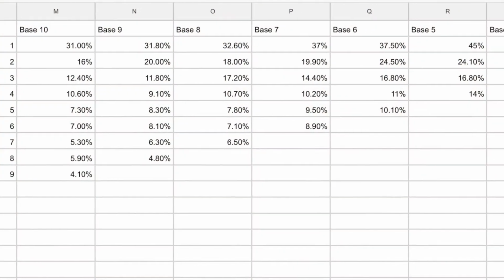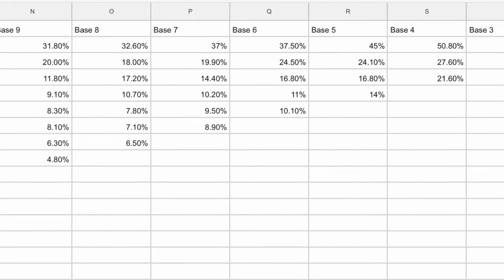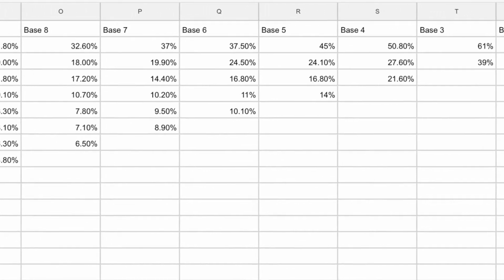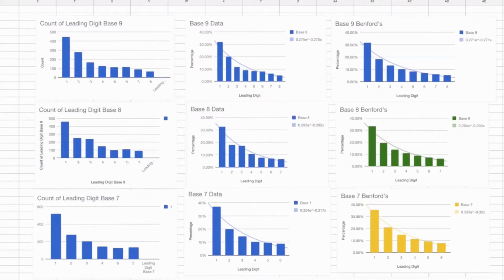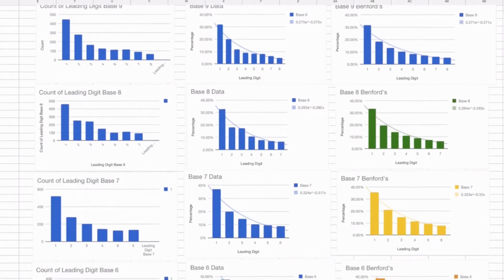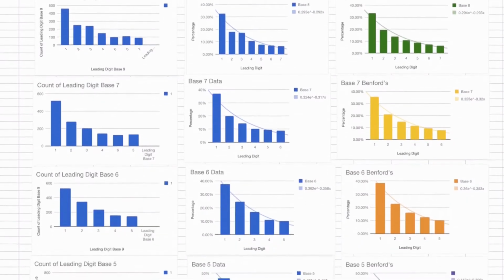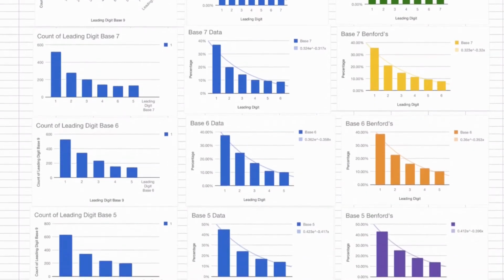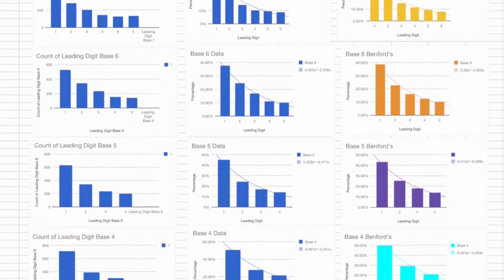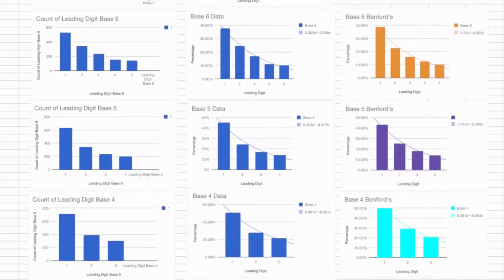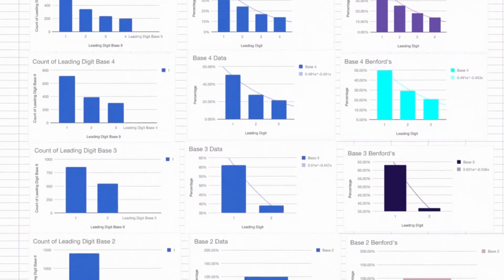With this simple equation, we were able to find out the predicted percentage of each leading digit in each base for Benford's law from the known percentages of base 10. With these percentages, we graphed Benford's law's predictions for bases 2 through 9. By comparing these graphs to the graph of base 10, we can see that bases 2 through 9 follow Benford's law pretty closely. We compared the predicted percentages from Benford's law to the actual percentages for each base, and found that each leading digit was close to the predicted value.